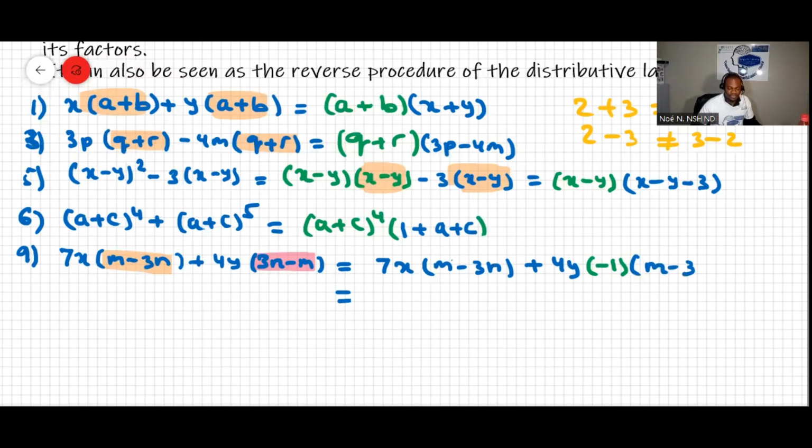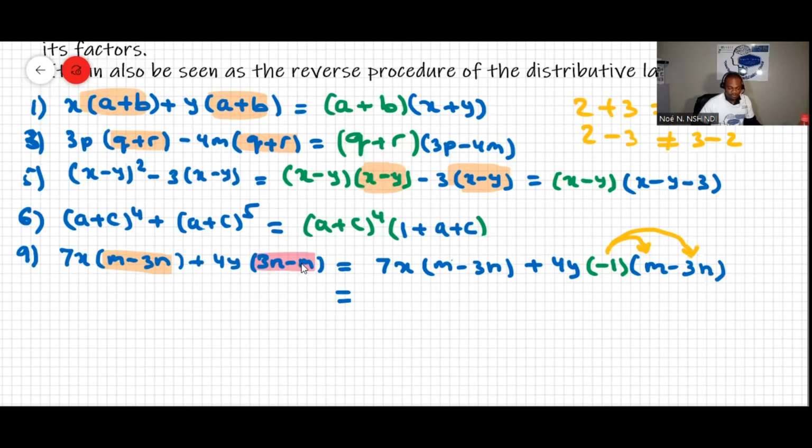Now 4y times negative 1. Why do I say times negative 1? Because if I times my negative back, I will retrieve negative 1 times m. I will get the negative m here, you see. And if I times negative 1 with negative 3, I'll get positive 3n here. If I times this with this, I get the positive 3n that I had initially here. And if I times negative 1 with m, I'll get the negative m that I had before.